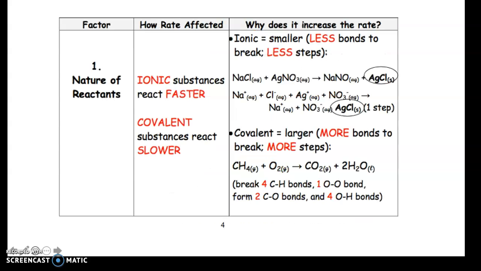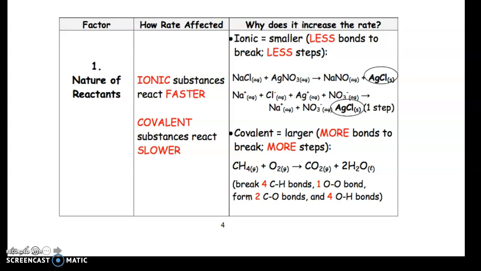So let's get started. The nature of the reactants. This is one factor that will affect the rate or the speed of a reaction. Ionic substances will react faster because they have fewer bonds to break. Covalent substances will react slower because they have more bonds to break.